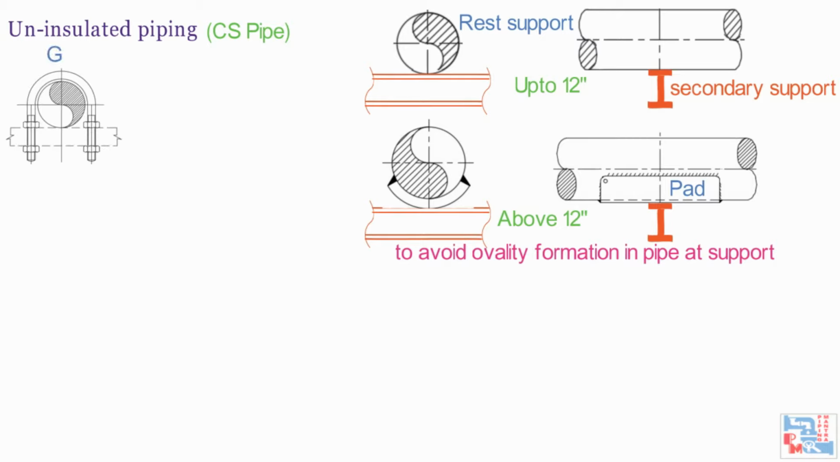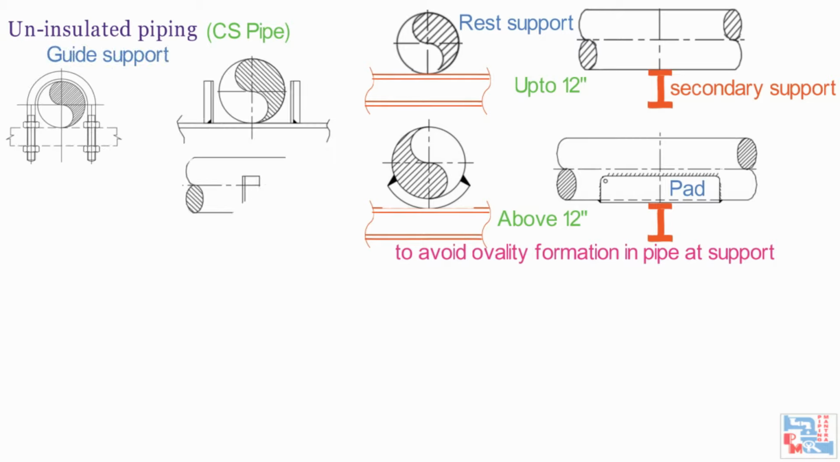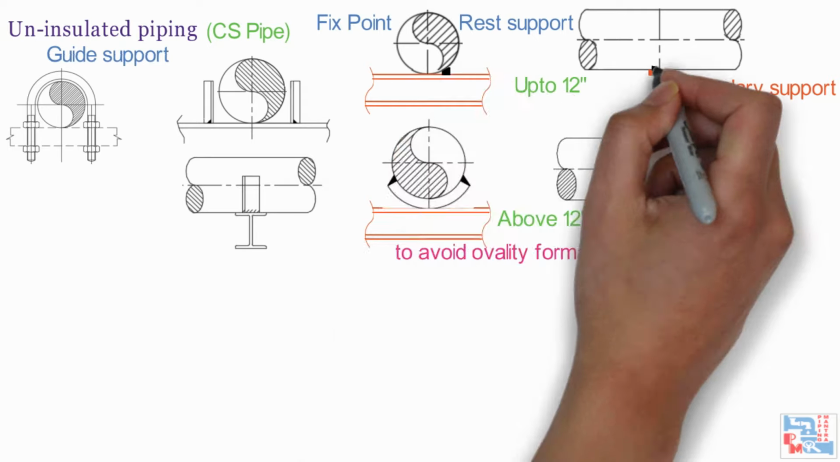Generally, U-bolts can be used at guides. Guide lugs can also be used. For fixed points at non-critical locations, beams need to be welded at the bottom of the pipe.